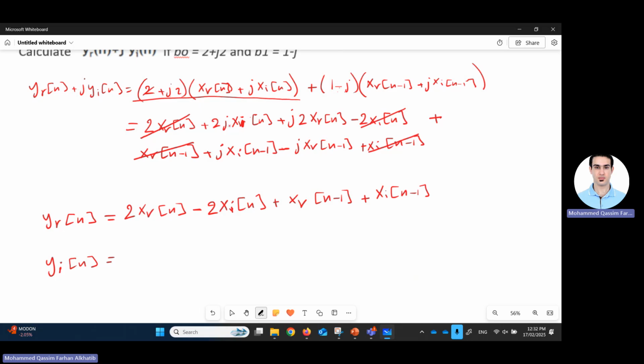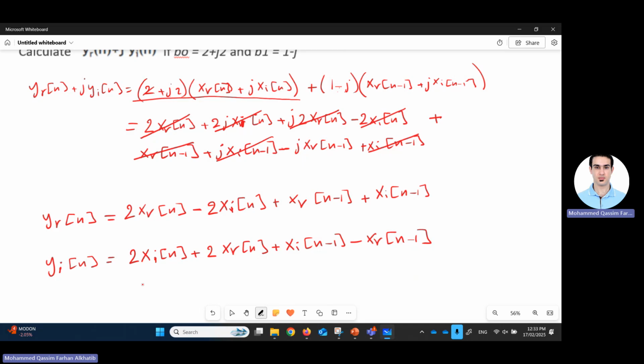So in this one here, I have 2 x imaginary of n plus 2 x real of n plus x imaginary of n minus 1 minus x real of n minus 1. All right.